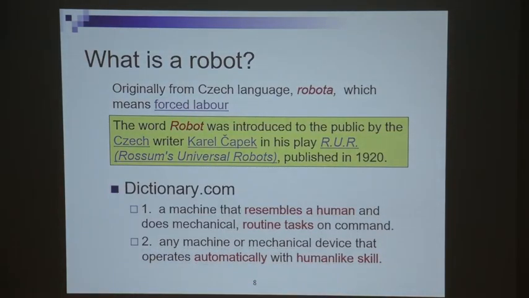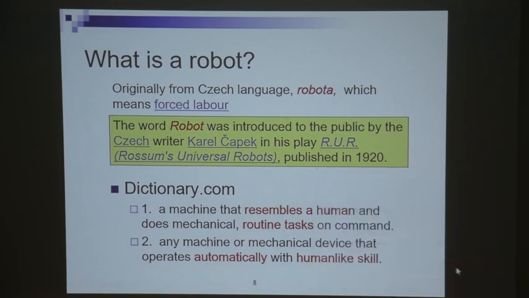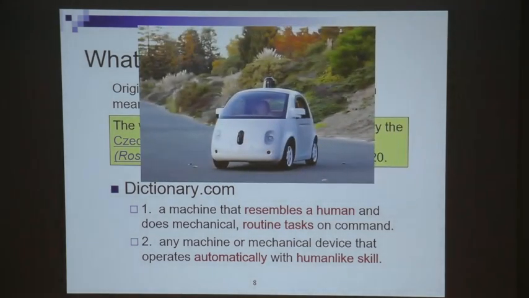If you refer to dictionary.com on the definition of a robot, a robot is defined as a machine that resembles a human and does mechanical routine tasks on command. A robot is also defined as any machine or mechanical device that operates automatically with human-like skills. This is kind of a layman's definition. In this course itself we have a lot more other definitions of robots.